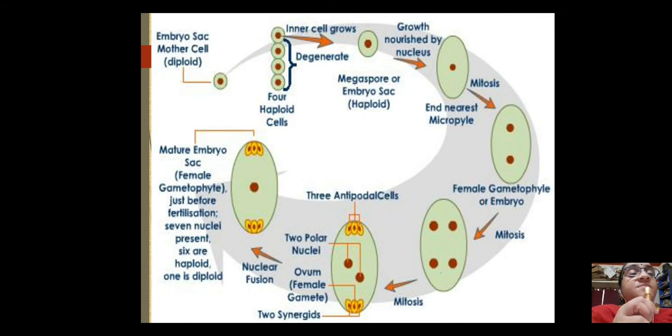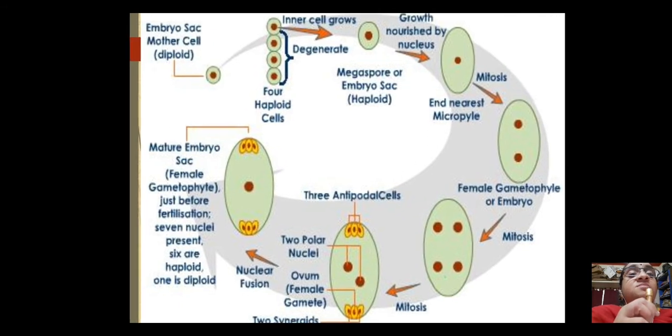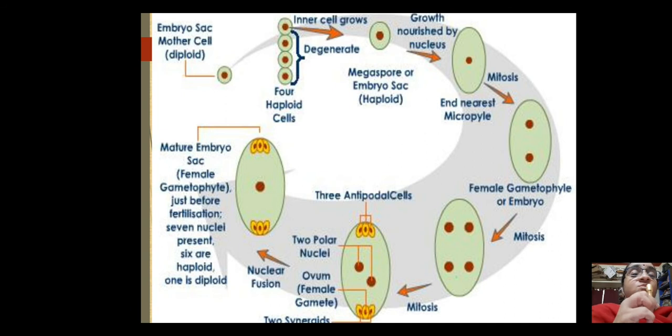Here is the best overview of the entire development process. We'll have a recap. There is one mother cell, which divides into 4 haploid cells, out of which 1 divides mitotically to produce 8 nuclei. The last diagram is of the mature embryo sac. It has 3 cells towards one end, 3 cells towards the other end, and 1 cell in the center.